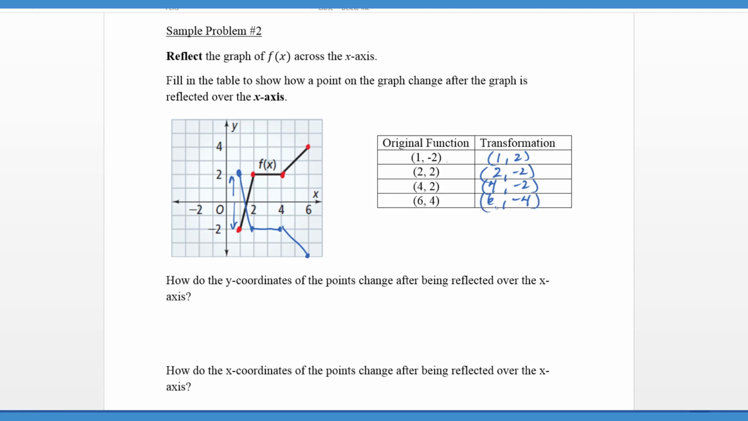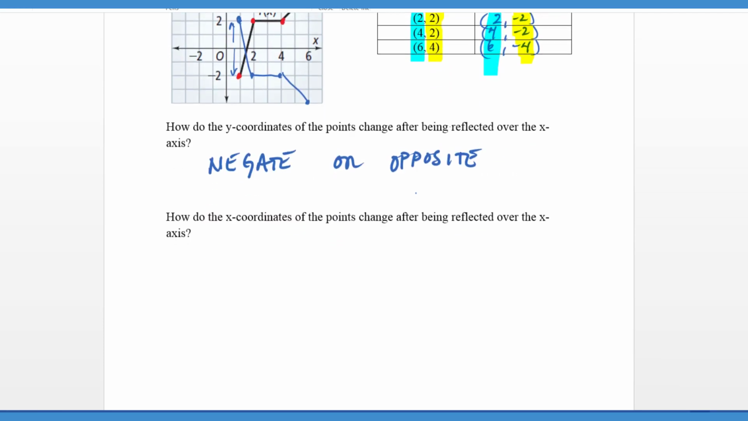So the next question asks, how do the y-coordinates of the points change after being reflected over the x-axis? And you can see here that these points in relation to those points are actually opposite values. You could say it's negating the values or making them opposite values. The next question says, how do the x-coordinates of the points change after being reflected? And you can see by looking at those values right there, there is actually no change. So we could just simply say no change.